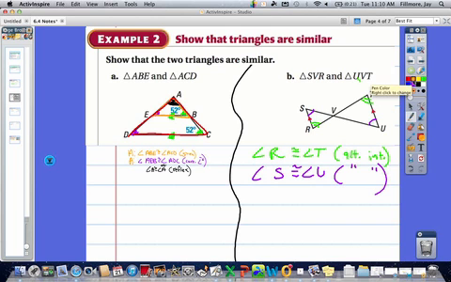If you wanted to, you could also use your vertical angles here, and that would be fine. So you could also say that angle SVR is congruent to angle UVT. You could choose any 2 of these 3 and use AA to say that these 2 triangles are similar. So any of them that you wish, you can do however you please. And let's do one last problem.